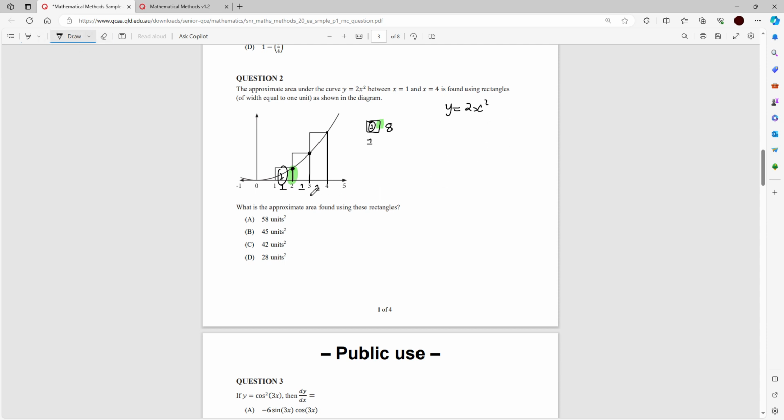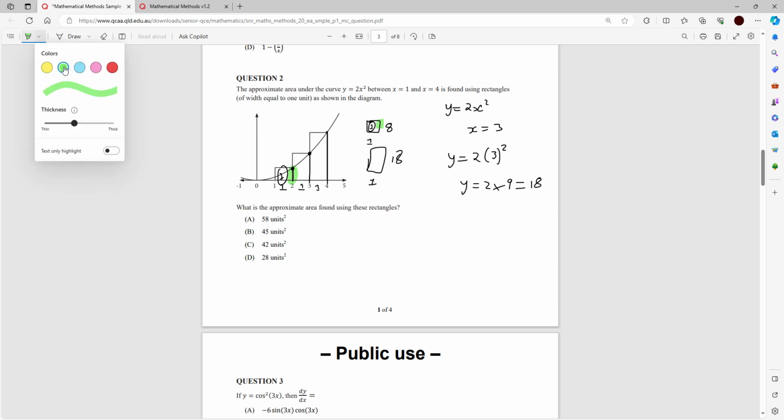So now we need the height when x equals 3. We get y equals 2 times 3 squared. 3 squared is 9, so 2 times 9 is 18, so the height is 18. So we have the next rectangle, with width 1 and height 18, and that is the corresponding height here.